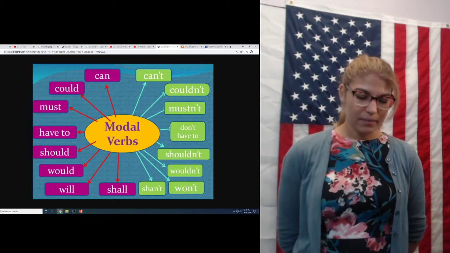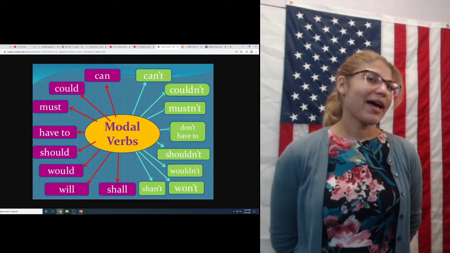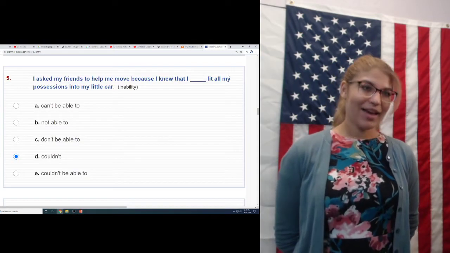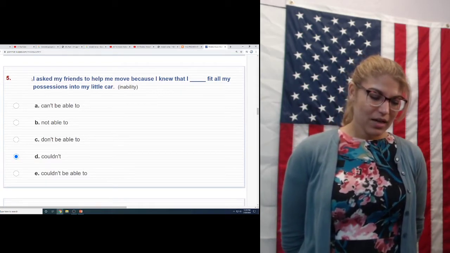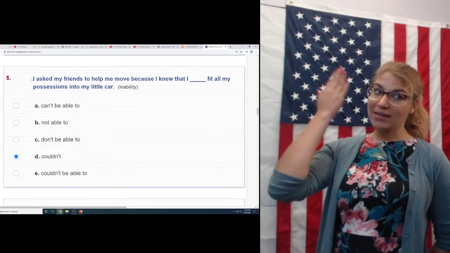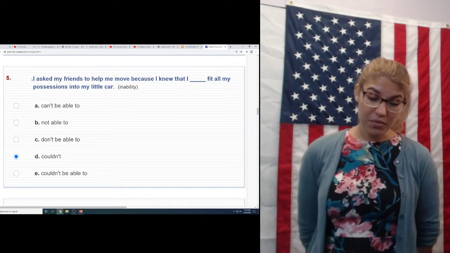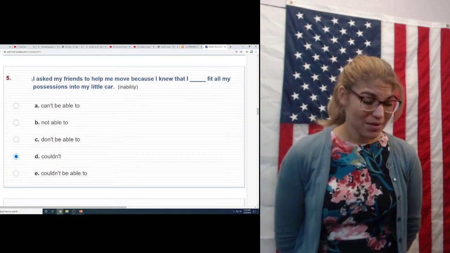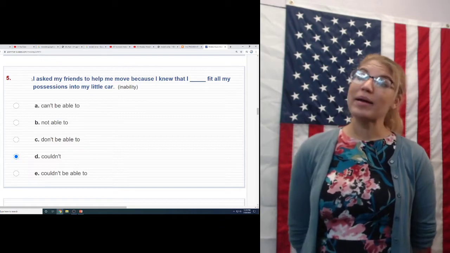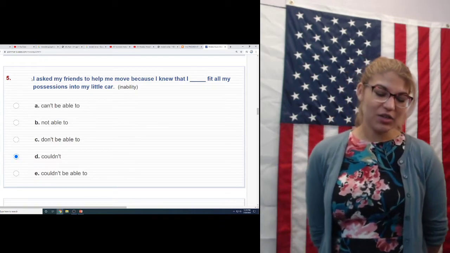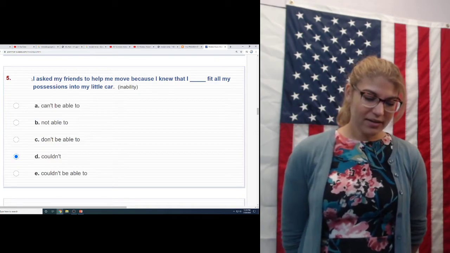So, for our quiz, let's look at the sentence again, and I will read it with the correct answer. I asked is in the past. I asked my friends to help me move because I knew that I couldn't fit all my possessions into my little car. All right.